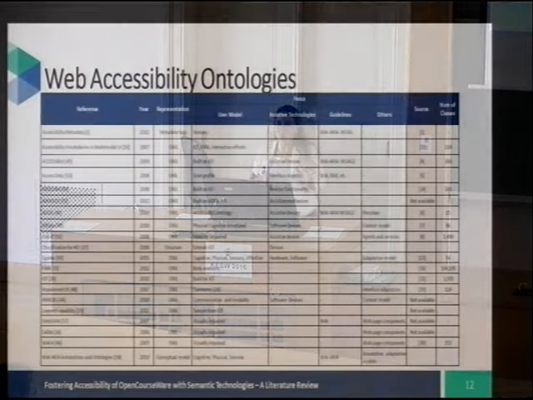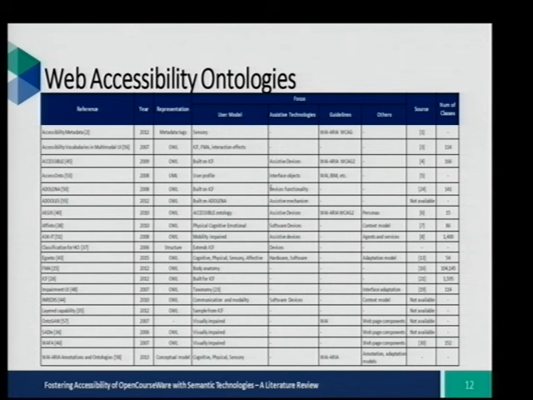These are the 20 ontologies. Of course, I'm not going through all of them. I'd appreciate it if, when you have time and are interested, you take a look at the paper. For each one, we studied what it is targeting: whether it addresses the user model or disability characteristics, how they describe disability, and others that are for assistive technologies and others for the guidelines. Some ontologies are made to describe personas of special types of impairments. There are other types, so these are all listed here.